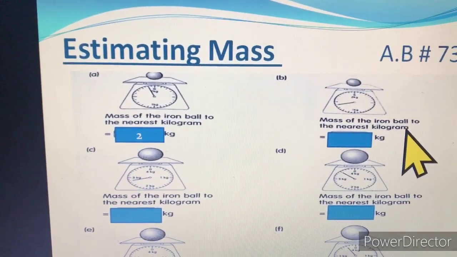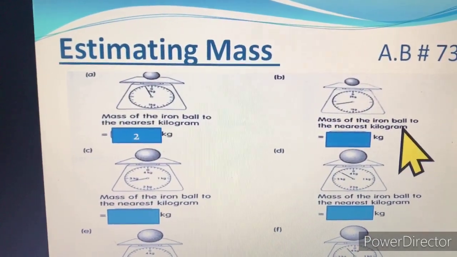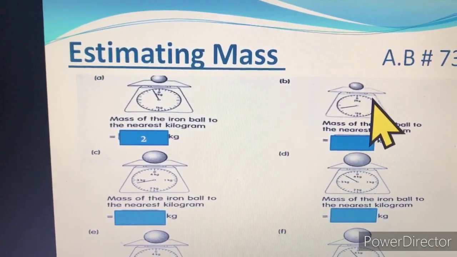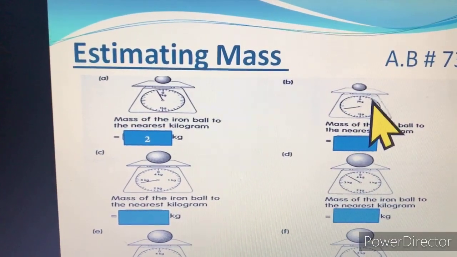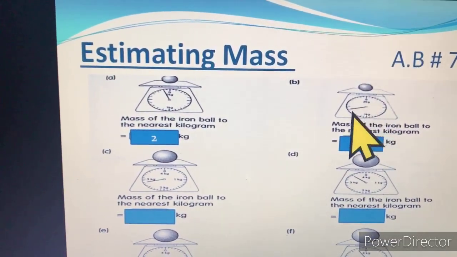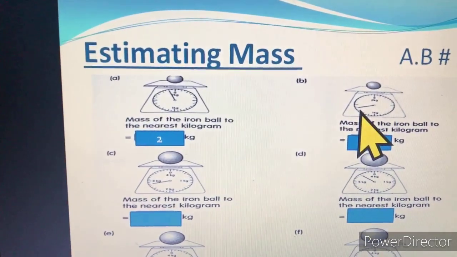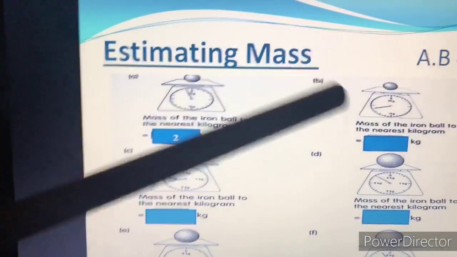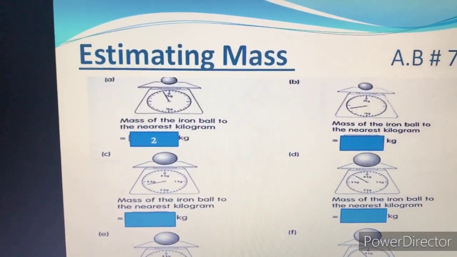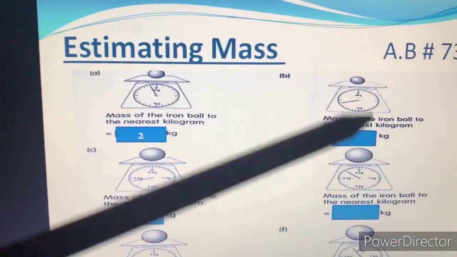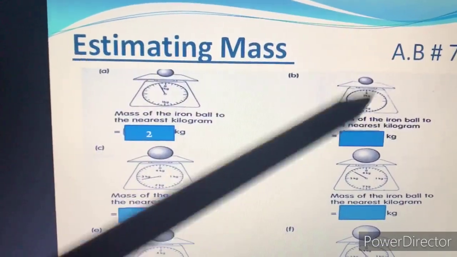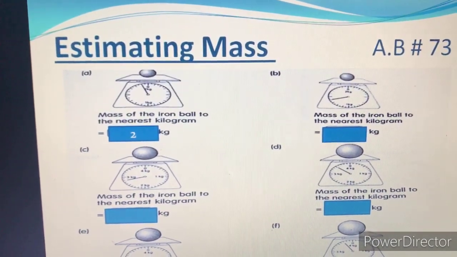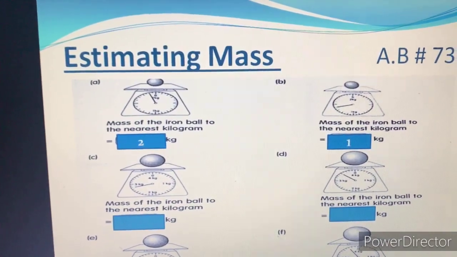See this on the next question. Question number B. You see that the scale is given to you. It's also of 2 kg. Means it can measure up till 2 kg. And the needle on the scale is here. Okay. You can clearly see that it is before half. It didn't cross the half from 1 to 2. It is near to 1, not near to 2. So the mass of the iron ball to the nearest kilogram will be 1 kg.